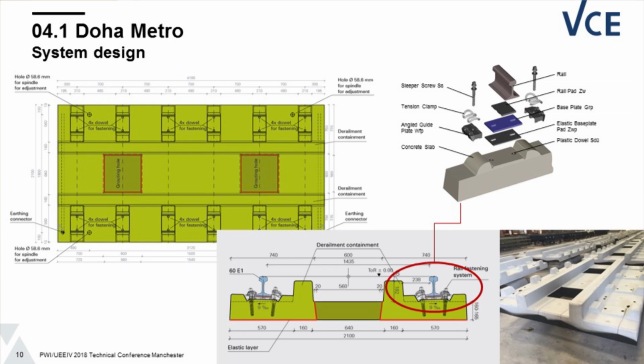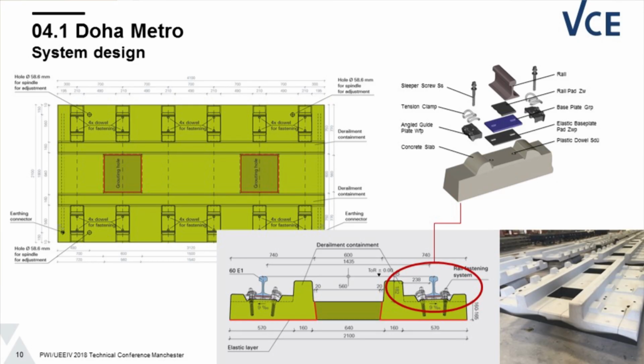We have a distance of the rail fasteners of 700 millimeters for the straight sections, 650 millimeters for radii down to 250 meters, and for lower radii we have 600 millimeters distance of the rail fasteners. We use a modified rail fastening system, a modified 300 system, specially modified for the needs of the urban transport system there. And we have a derailment containment. This was mandatory for the whole line, and we integrated this derailment containment into our prefabricated slab.